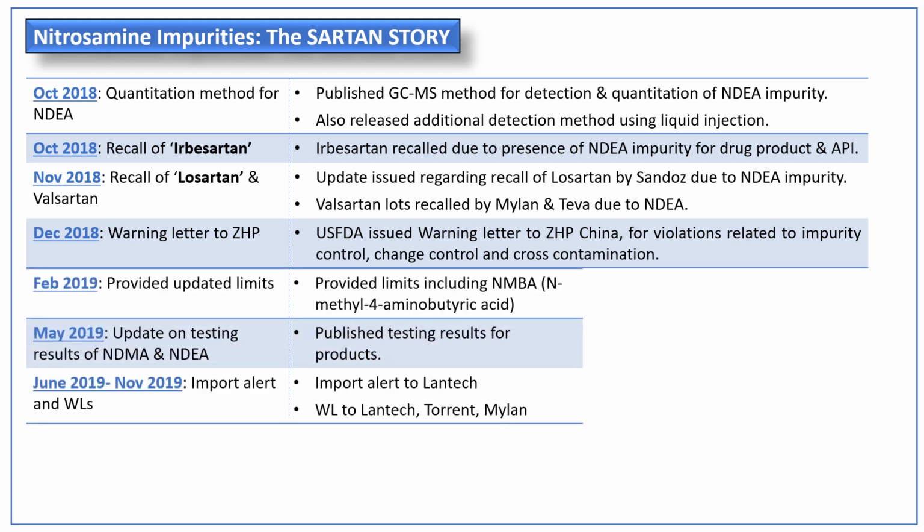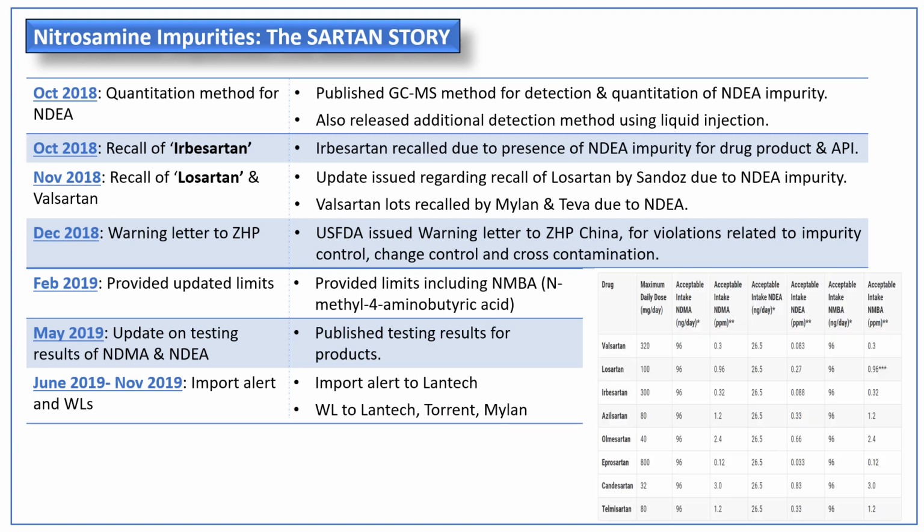In February 2019, USFDA provided the limits of all the nitrosamine impurities based on specific calculations which were considered to be safe. These values can be referred to from the current guidance also, and these are the acceptable limits that are defined in milligram per day and nanogram per day for some of them, and ppm as well, right? And in June 2020, there was an import alert for multiple organizations related to this type of impurities.